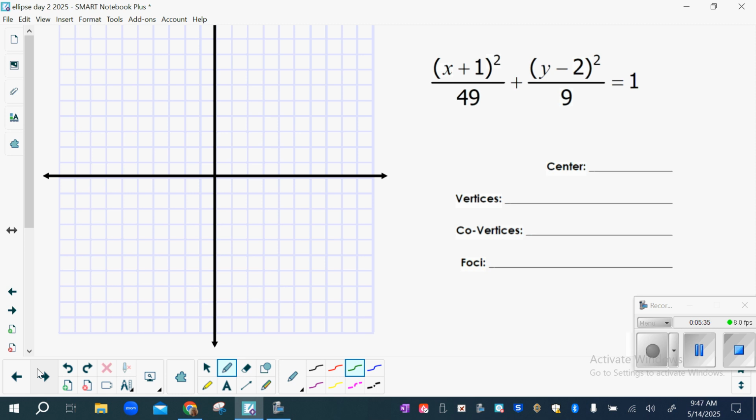Center's going to be -1, 2. Well, I got that. Okay. And then this number under the x tells you how many jumps to go on the x lines. Right? So you'll go up 7.